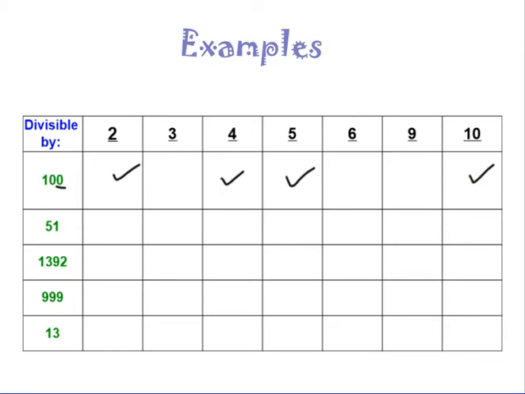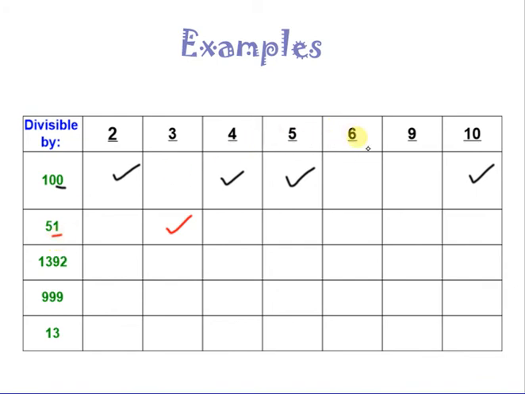All right, let's take a look at the number 51. Does 2 go into 51? No, because that last number is odd. Does 3 go into 51? Well, 5 plus 1 is 6, and 3 goes into 6, so yes. Does 4 go into 51? 4 does not go into 51, because if you did your division, it would not work. Does 5 go into 51? Nope, because it ends in a 1 and not a 0 or a 5.